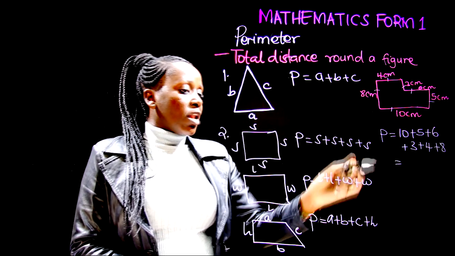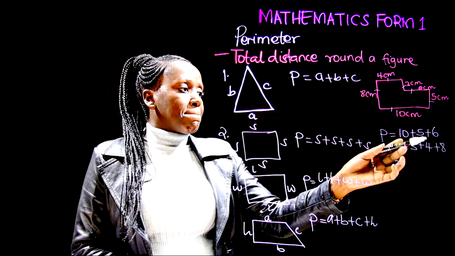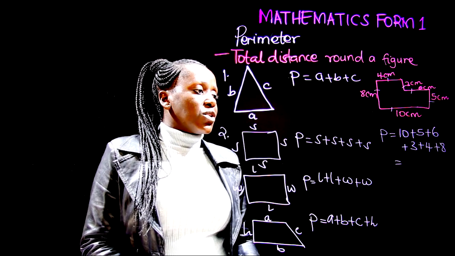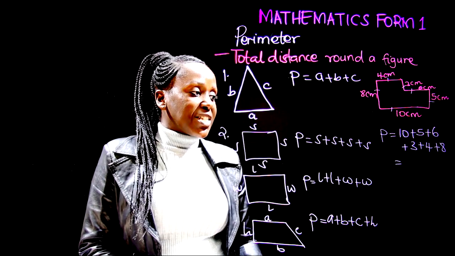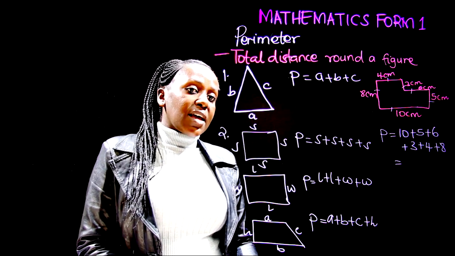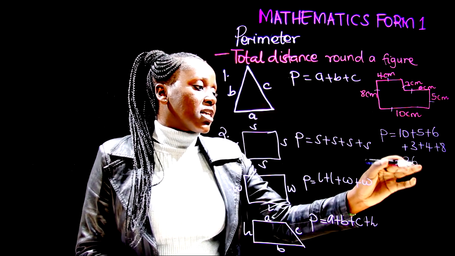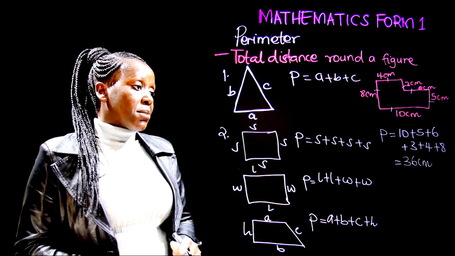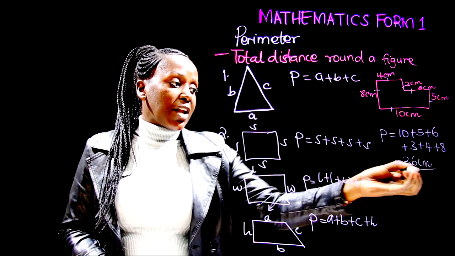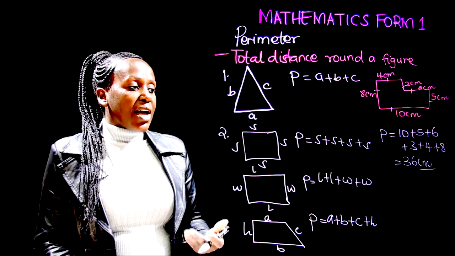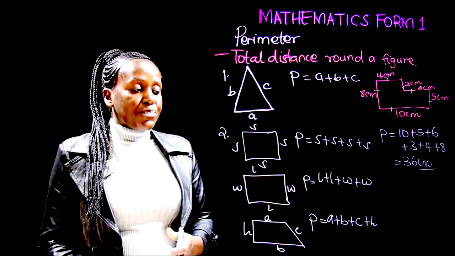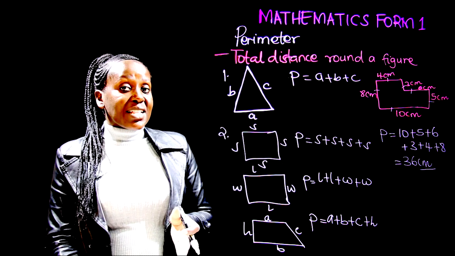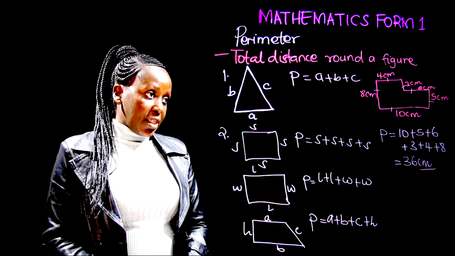So if you add them all, 10 plus 5 is 15 plus 6 which is 21 plus 3, 24 plus 4, 28, then plus 8, you obtain 36 centimeters. Now I need you to notice that the units of perimeter are the same as the units of length. We don't have centimeters squared, centimeters cubed, no. It's just centimeters because perimeter is just different lengths that have been added together.